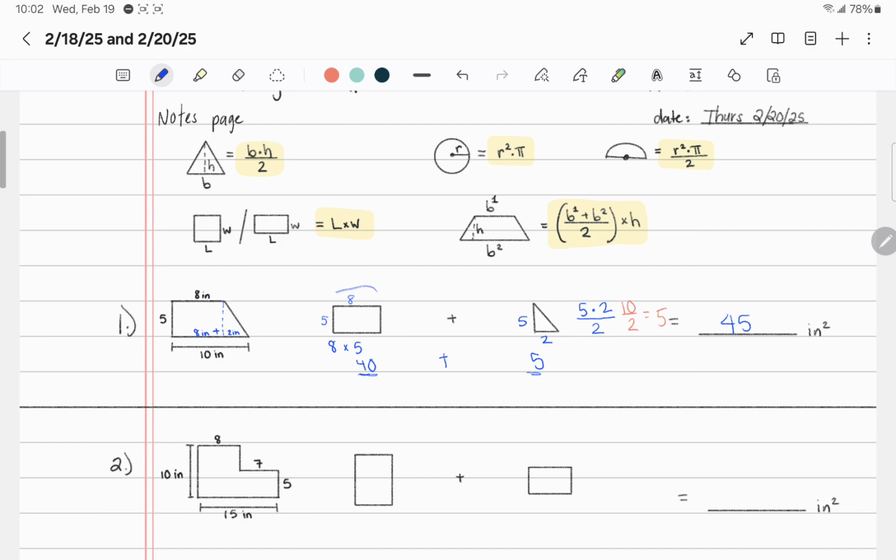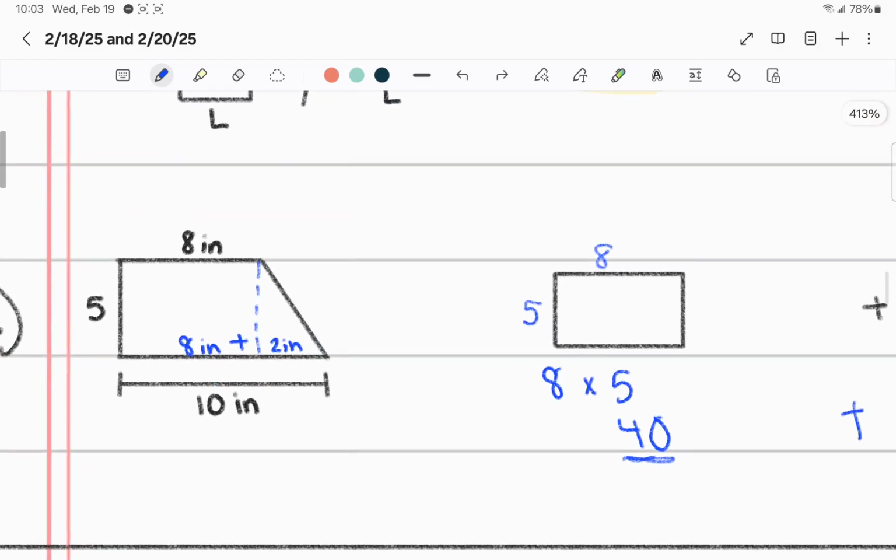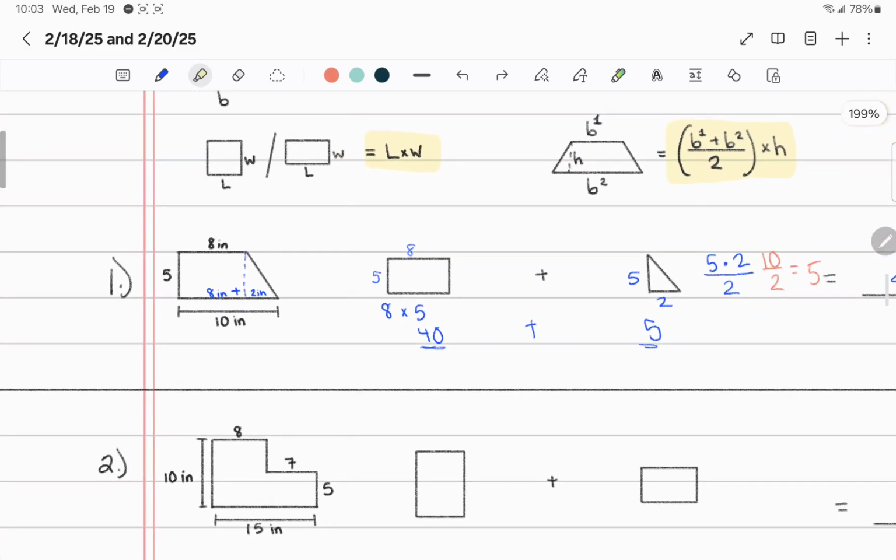So again, we did 8 times 5. That's length times width. And then we applied base times height divided by 2. So that's the first one. So again, the trick is to just split your irregular shape into 2 pieces. Okay, this is the main note that I wanted to give you guys. Remember that this long side is this piece, and then you just subtract it from that to get that missing piece. Okay, so that's the first one.